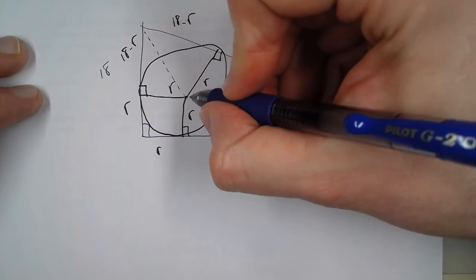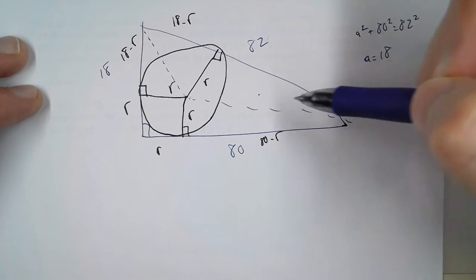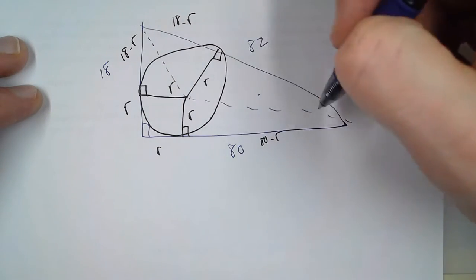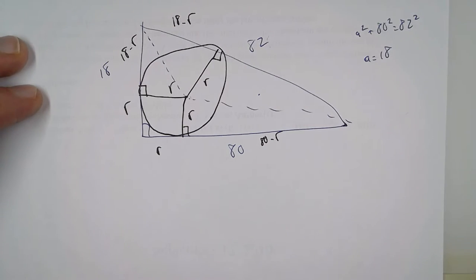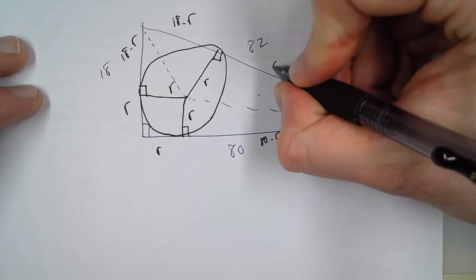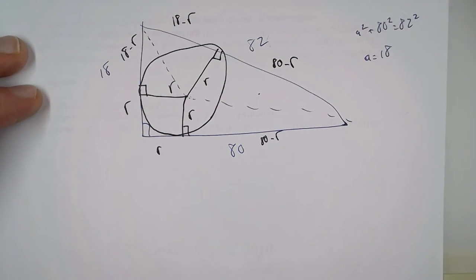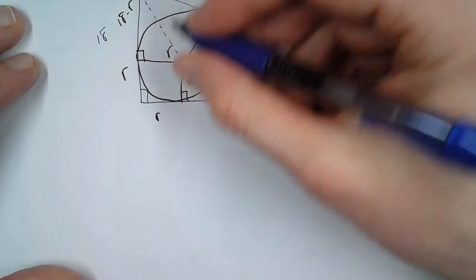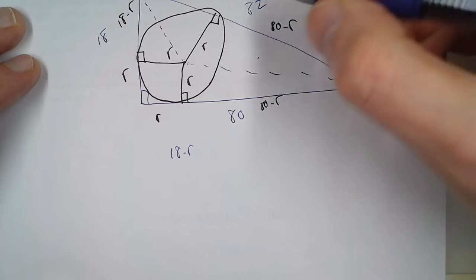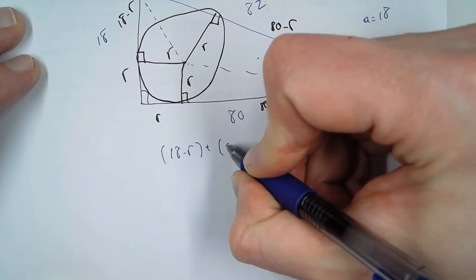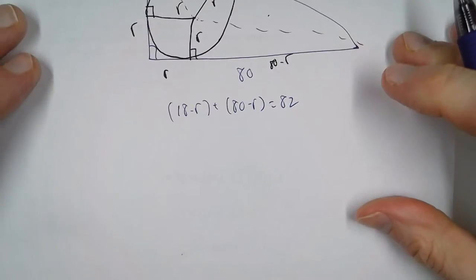If I were to draw this over to there, we'd have two congruent right triangles because they share the hypotenuse and because this leg is the same. So that means this length is also 80 minus r. But we know that the hypotenuse adds up to 82. So that means we can say that this part, 18 minus r, and this part, 80 minus r, all add up to 82.